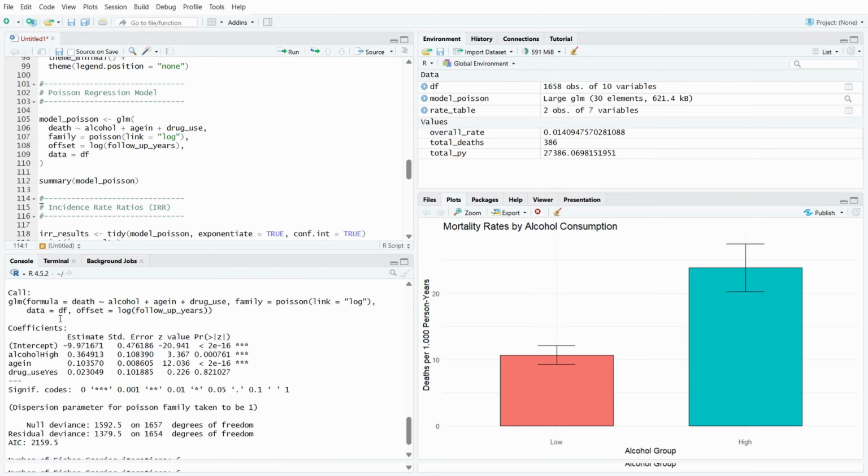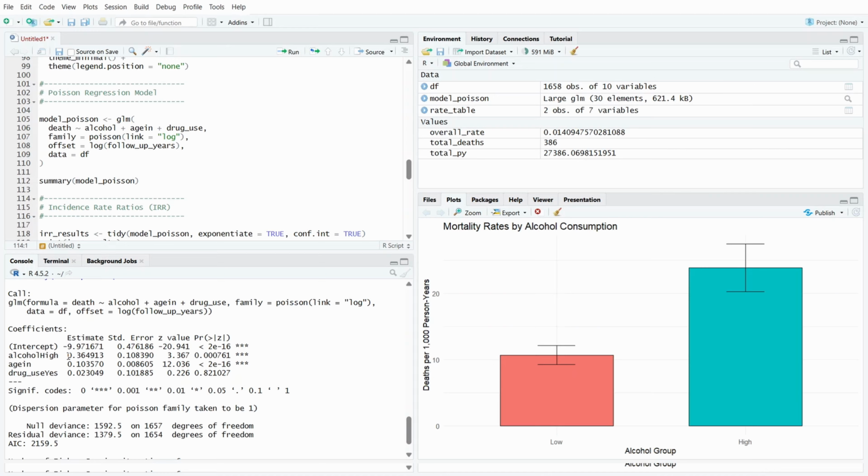We're looking at a Poisson regression model predicting death rates with alcohol use, age at entry, and drug use as predictors. The model also accounts for different follow-up times using an offset, which means we're really modeling a rate, deaths per unit of time, rather than just counts. Starting with the intercept, the estimate is about minus 9.97, and it's highly significant. On its own, this represents the baseline log death rate when all predictors are at their reference levels. So people with low alcohol use, no drug use, and age equal to 0. That's not directly meaningful in practice, but it gives us a baseline from which the other effects shift.